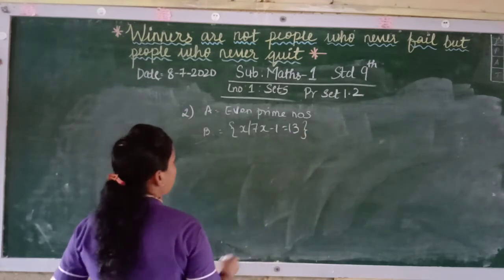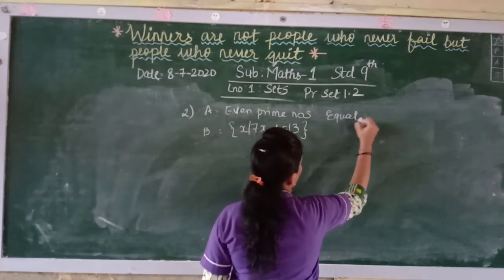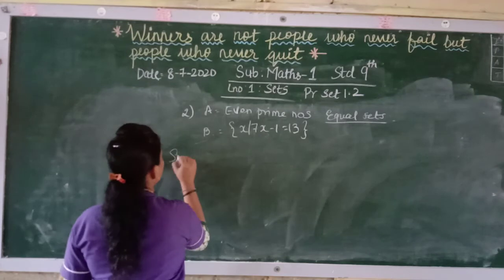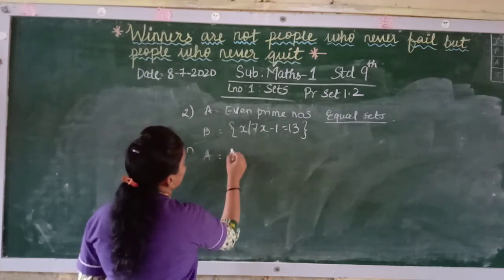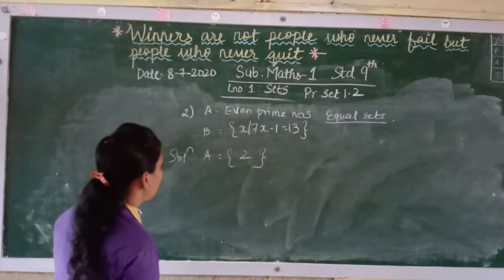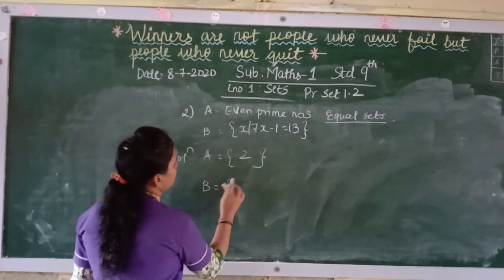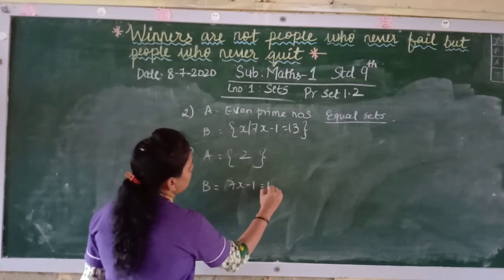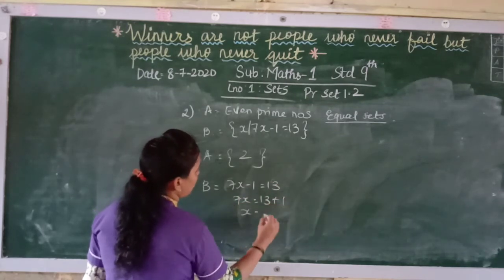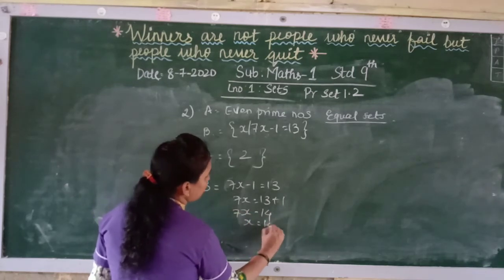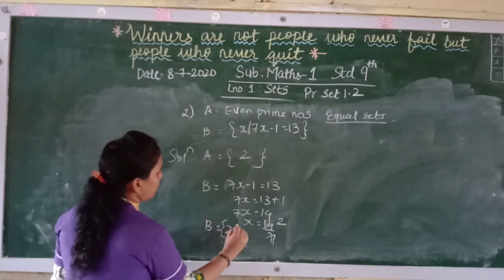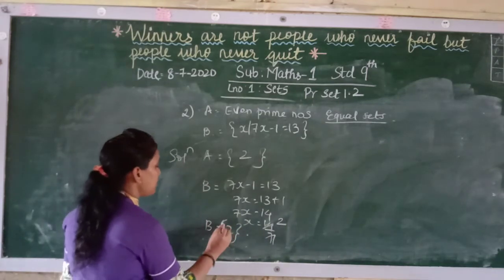Here also we have to decide whether they are equal sets. So for A, what you will get? Even prime number. There is only one even prime number, that is 2. Previous sum also we did. Now B, what you will do here? You will solve this. 7x minus 1 is equal to 13. So 7x is equal to 13 plus 1, then you will get 14. So x is equal to 14 upon 7, that is 2. So B is equal to 2. Here also you will get that it is 2.